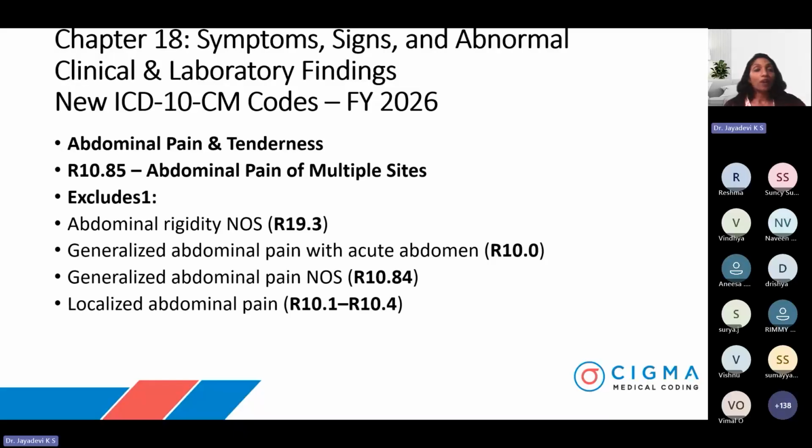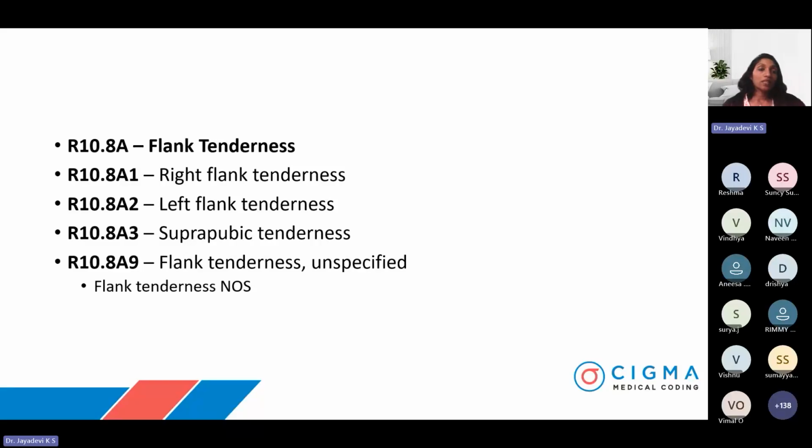So R10.85, abdominal pain of multiple sites, excludes abdominal rigidity not otherwise specified, generalized abdominal pain with acute abdomen, non-specified, and localized abdominal pain. Now there is tenderness given, as I've told you, and from there flank codes have been added. The site code flank is added. R10.8A is flank tenderness, 8A1 is right, 8A2 is left, 8A3 is suprapubic tenderness, 8A9 is flank tenderness, unspecified. So different flank tenderness codes have been added.